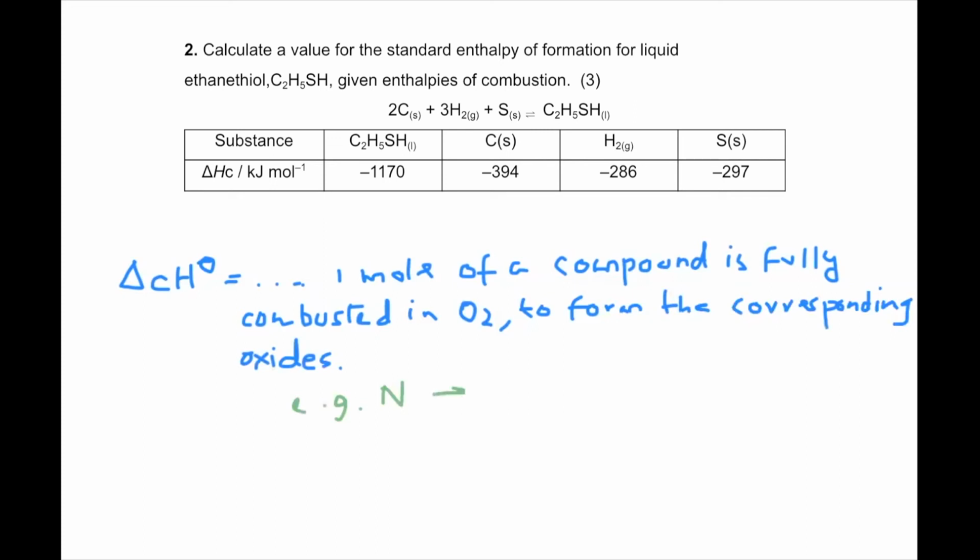For example, nitrogen would get oxidized to either NO2 or NO3. Hydrogen is oxidized to water, and sulfur can be oxidized to SO2 or SO3. And if you have carbon, then it is most likely to become carbon dioxide.